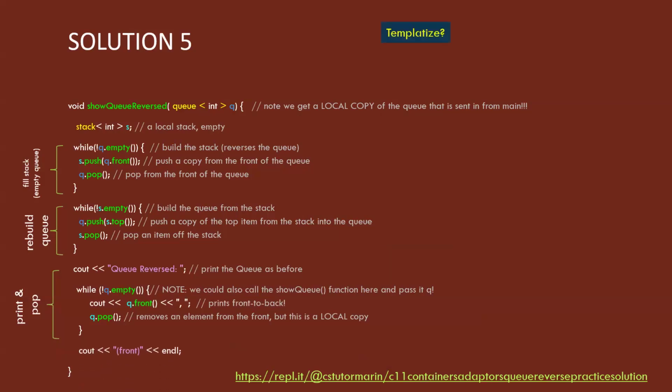But it's pretty straightforward, right? All we've got to do is drop that in, change out the data type, and we're done. That's all we have to do. And now we have a templated queue printer, okay, for reverse queue.